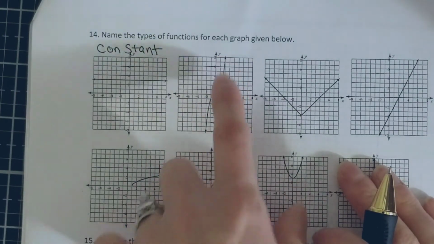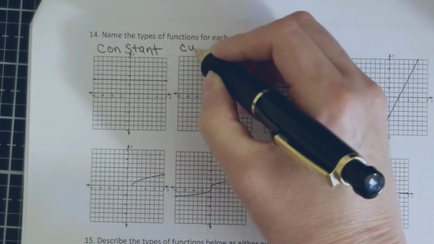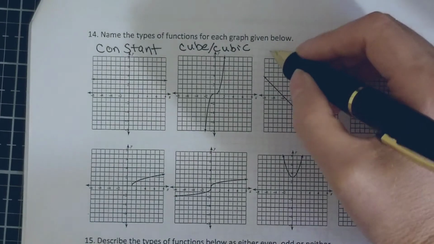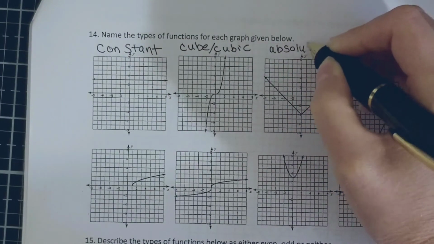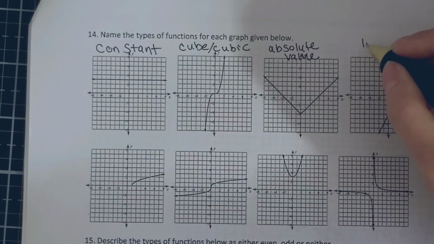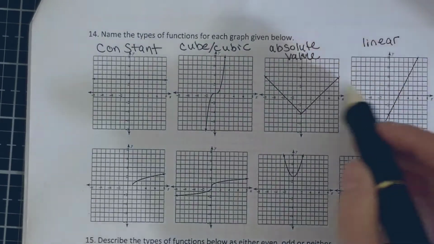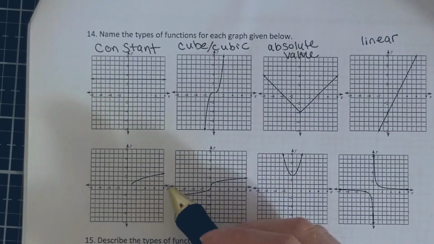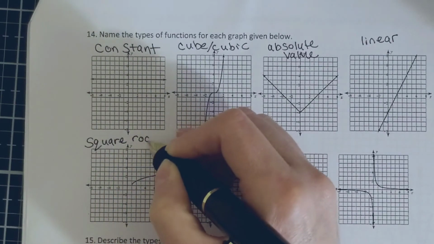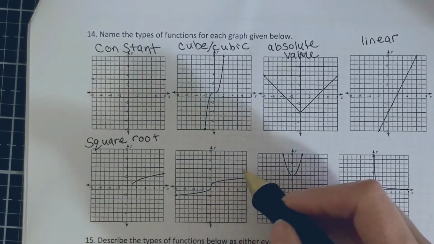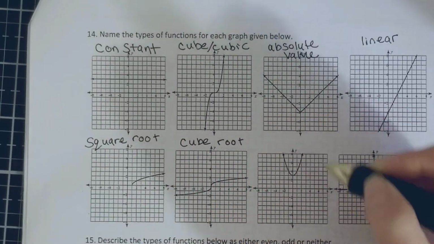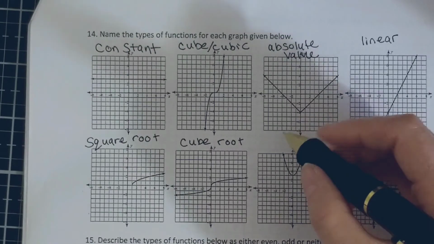Okay, the one that looks like that is a cube or cubic. The V would be your absolute value. Straight line going diagonal, linear, as long as it's not horizontal. One that's sideways like that is square root. One that's sideways like this would be the cube root. Okay, one that looks like that would be square.